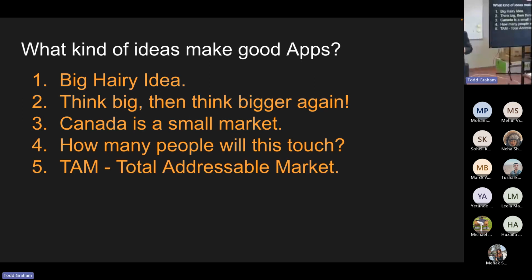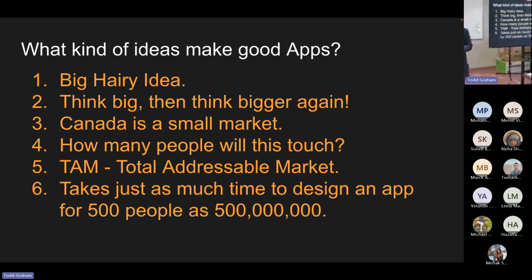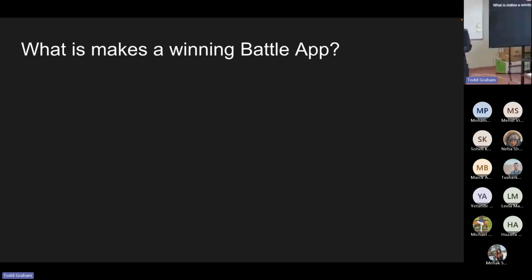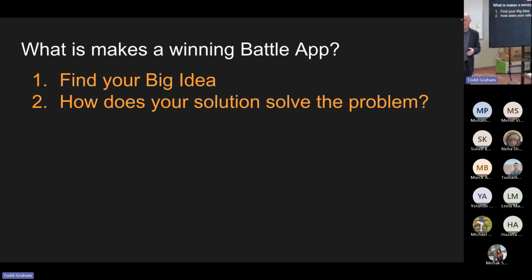Think about how many people and what the total, I use the word TAM, total addressable market. If this is a total addressable market of 5 people, it's a lot of work to go through to solve 5 people's problem. If the total addressable market is 500 million people, then we probably have something that has some universal application and some upside. It takes just as much time to develop your app for 500 people as it does for 500 million. It's the same amount of work. So don't limit yourself with small ideas to small geographic areas. So find your big idea.